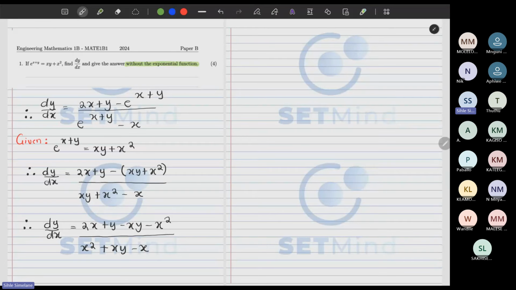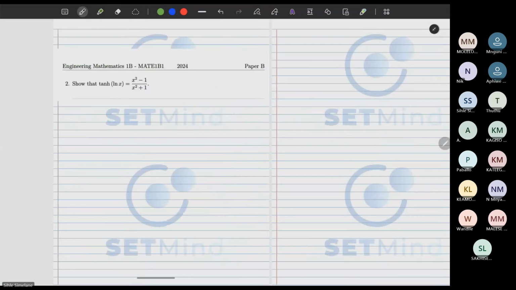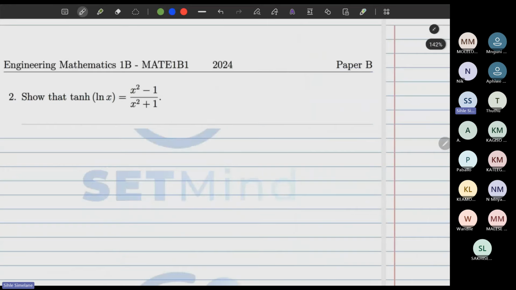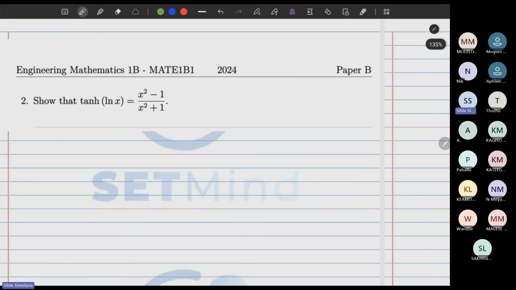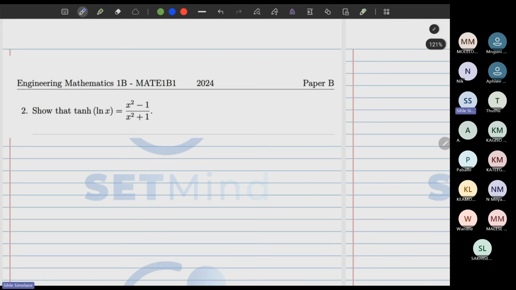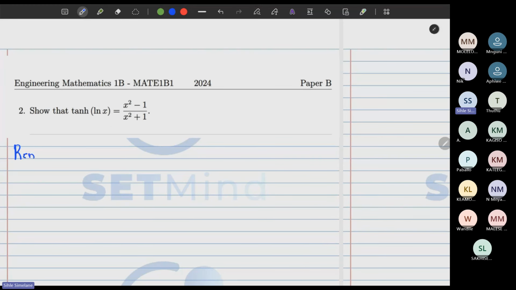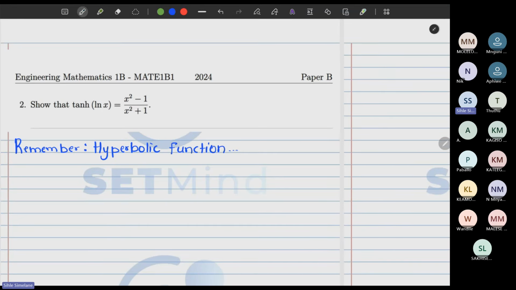Right. Awesome, guys. Let's go and deal with the next question. The next question requires us to show that hyperbolic tan of ln x is equal to that. So what I need you to remember for this question is your hyperbolic functions, because that is actually what we need to get this done. I'll remind you of two of them and you'll tell me about the third one.